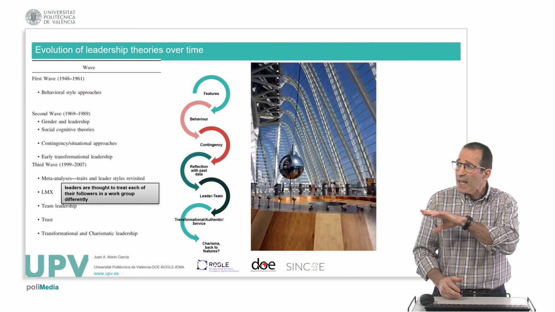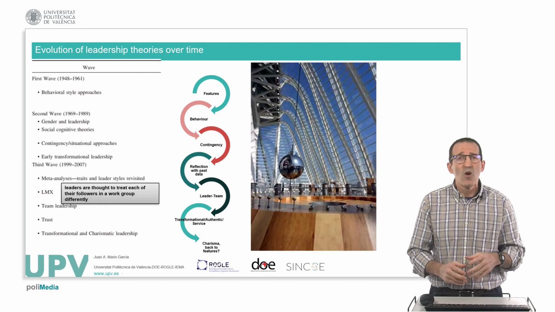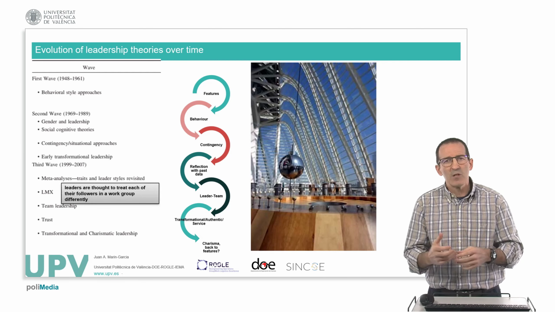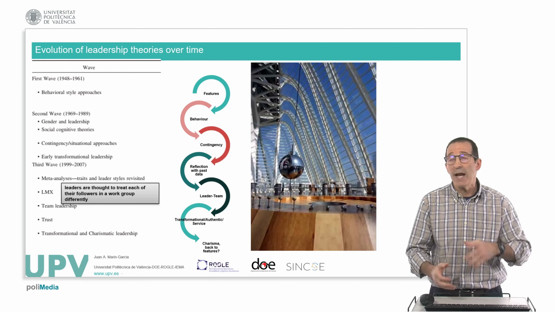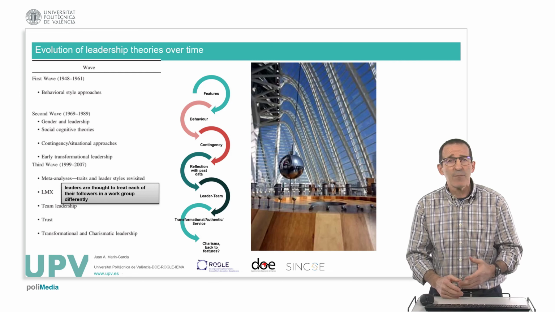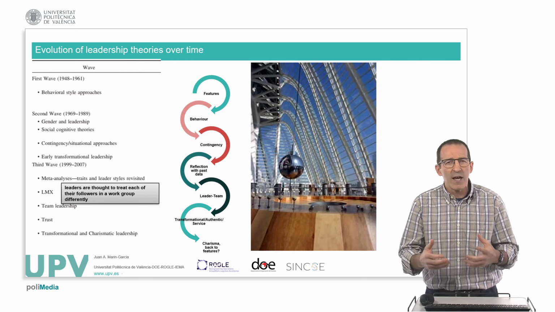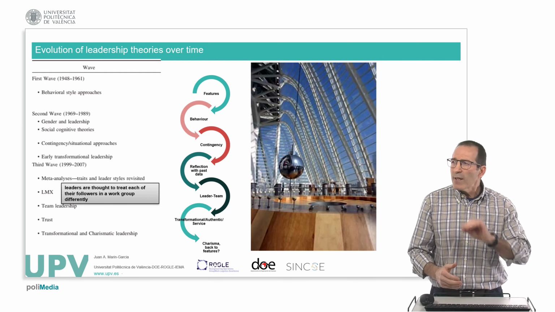And this stage was closed with the emergence of transformational leadership in its first versions. The third stage opened up with an analysis of the previous research done over the previous 50 years, and certain models began to emerge.